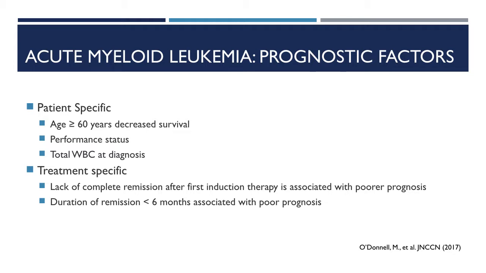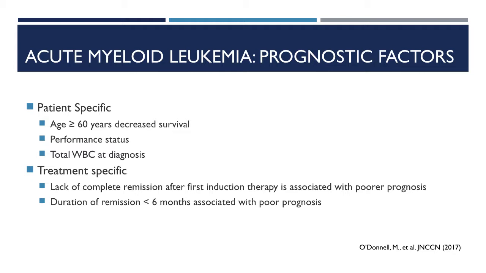So patient-specific, we have age over 60, which is associated with decreased survival. And that does make sense because usually younger patients will have less comorbidities and can tolerate more intense chemo regimens. For patients that are over 60, you'll notice that AML is the average age of diagnosis is about 67, so most of these patients are past that point anyway. So in those patients, we're looking at their performance status and whether or not they can tolerate intense chemotherapy. And we'll also look at total white blood cell count at diagnosis, which again helps to risk stratify them.